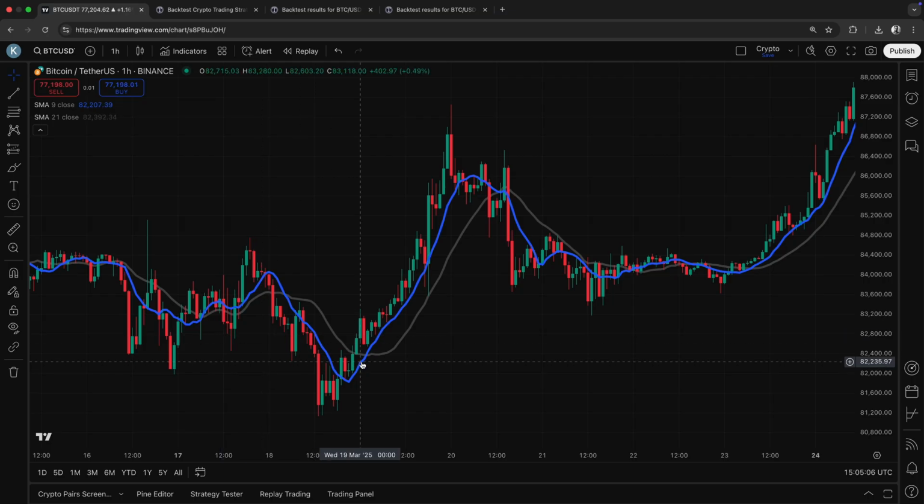When the short MA crosses above the long MA, it means recent prices are rising faster than the longer-term trend, which can signal the start of an uptrend. On the other hand, when the short MA crosses below the long MA, it means recent prices are falling faster than the longer-term trend, which can be a sign that a downtrend is beginning.